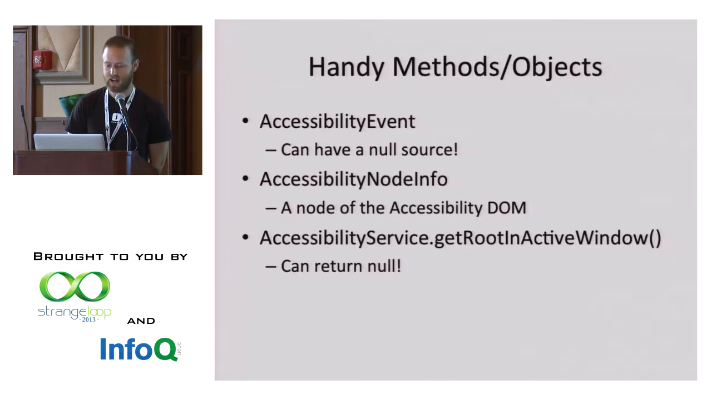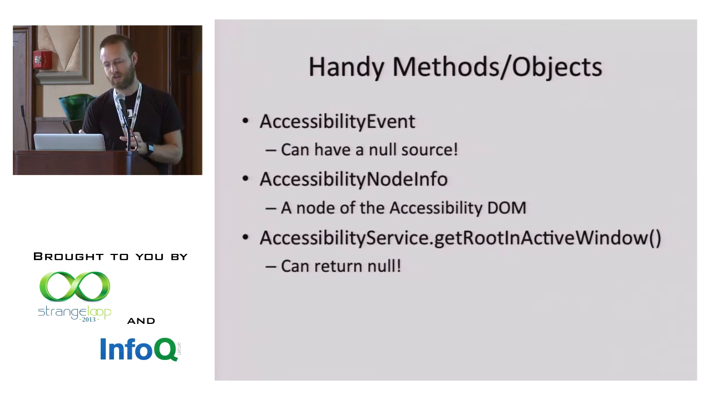The handy methods and objects as part of this system. Accessibility event, obviously, that's the thing that you're getting when you get the on accessibility event. That has the source, which if you don't declare that you need window access, can be nil. The accessibility node info, that's the actual accessibility DOM element. So that's got all the information about is it clickable, is it focusable, what is the content description, what should I read back to the user, things like that.